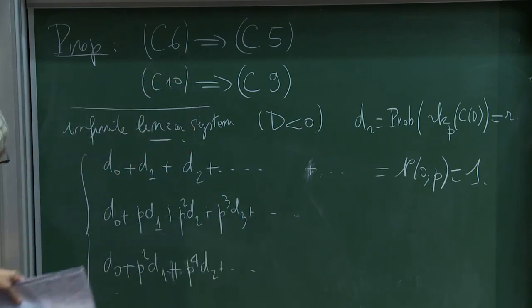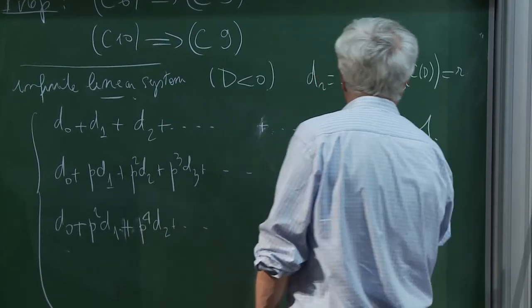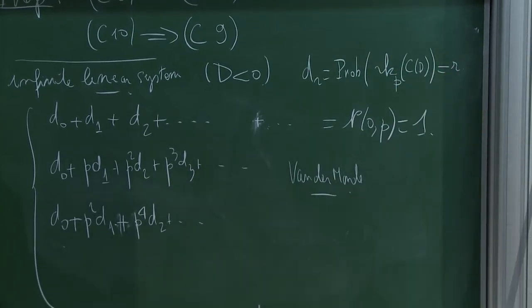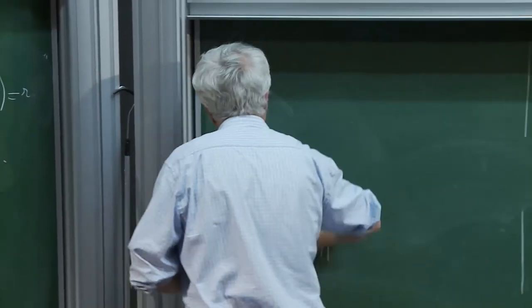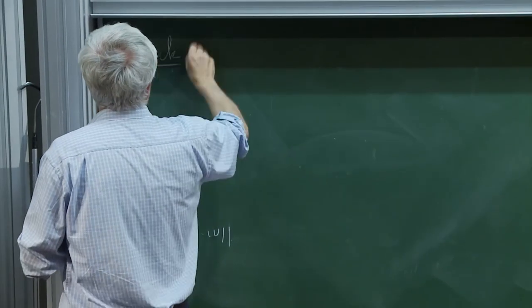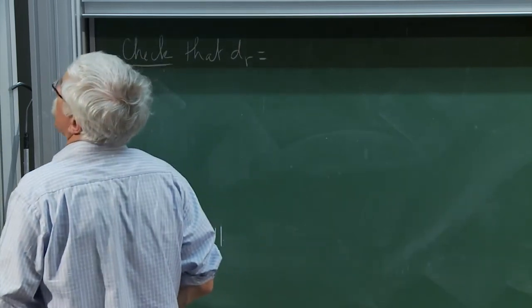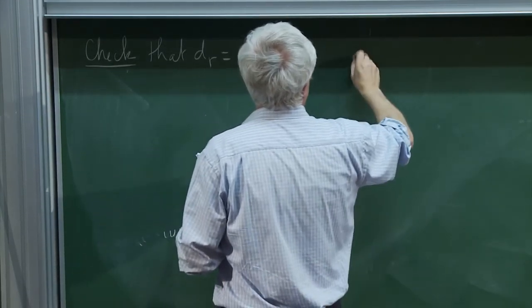So it's like, I would say, an infinite Vandermonde determinant. Heath-Brown considers it like a Vandermonde with Kronecker, we find another technique. So I would give some argument to check that it has this solution, and in fact, that the solution is unique. So first of all, check that d_r equal to the probability I wrote, which is here, is a solution.